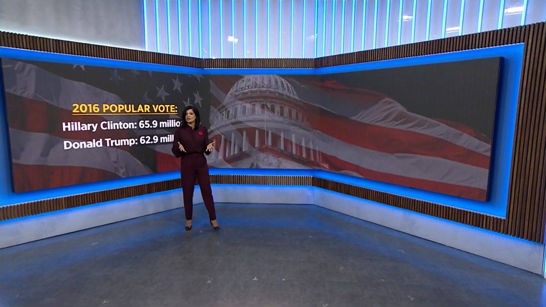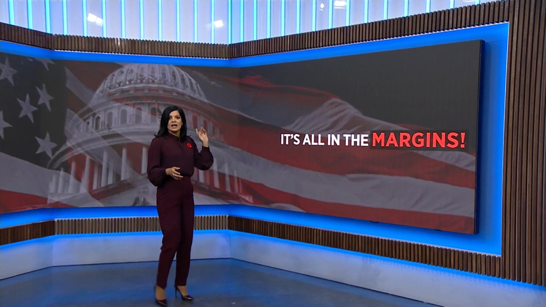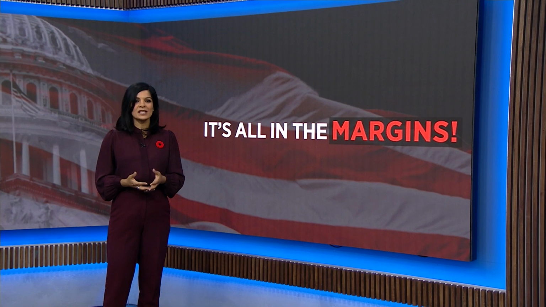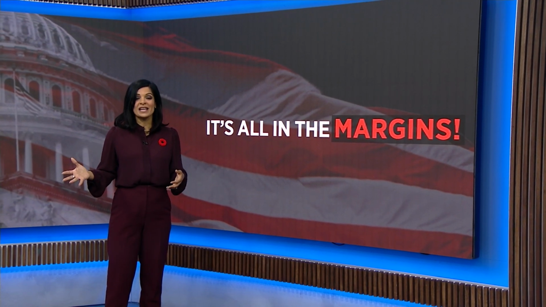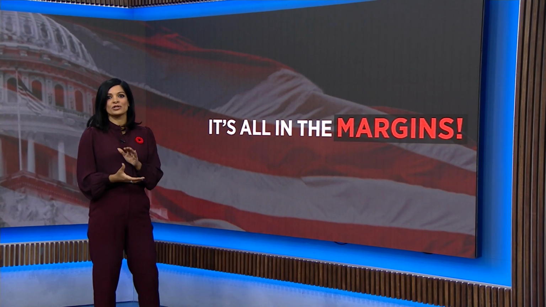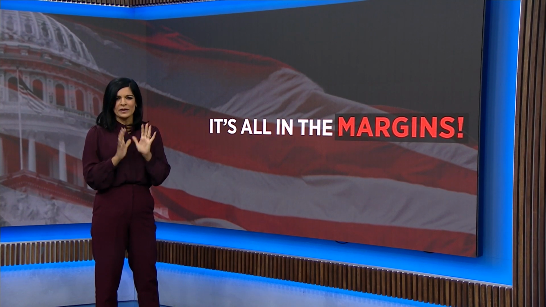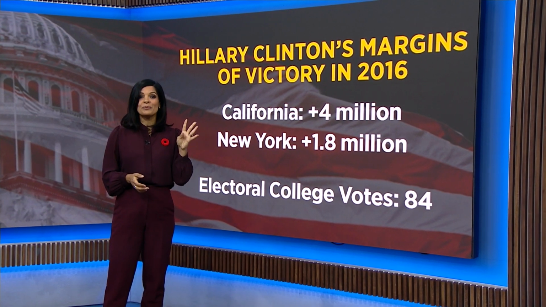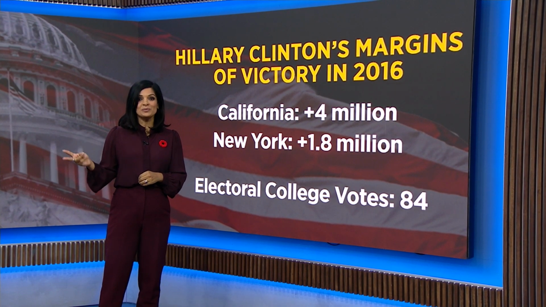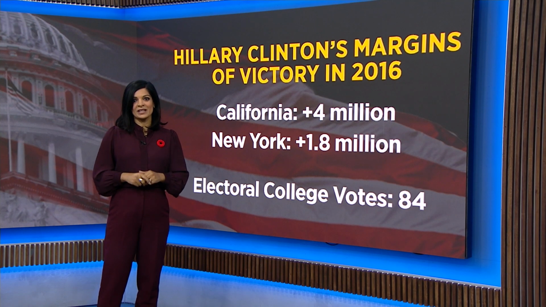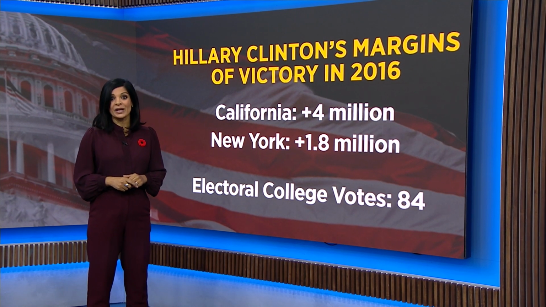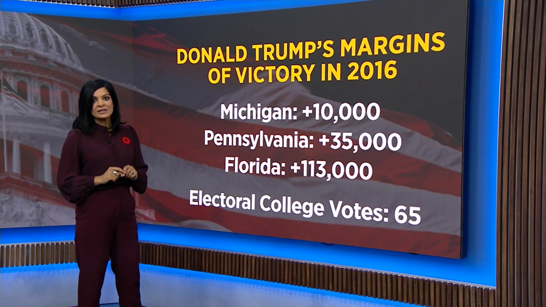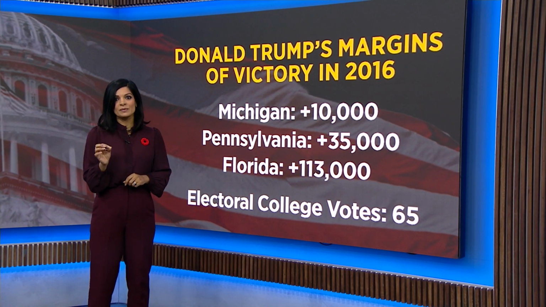So what it comes down to is margins, because of the winner-take-all rule for the Electoral College. It doesn't matter if a candidate wins a state by 10 or by 10 million votes. They get all of those Electoral College votes from that state either way. It's why that map is so important. In California, Clinton beat Trump by more than 4 million votes. And in New York, nearly 2 million votes. Those 2 states alone gave her a huge edge in the popular vote, and it gave her 84 Electoral College votes. On the other hand, the important states that Trump won, he won by very small margins.